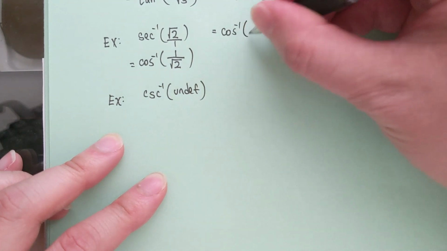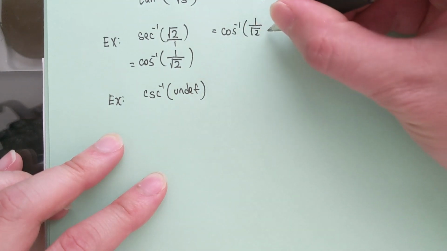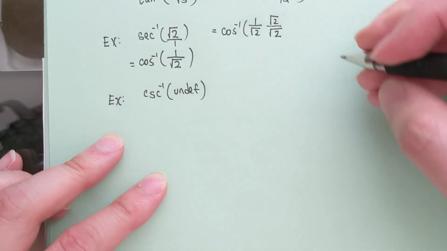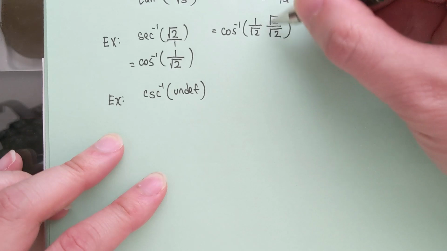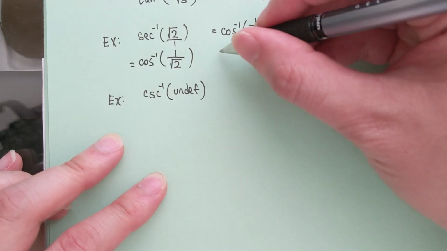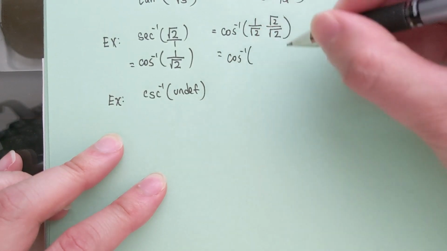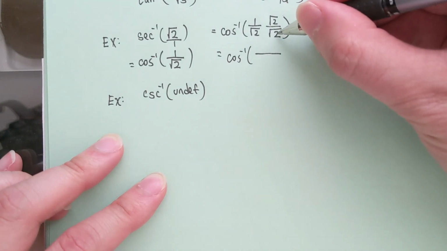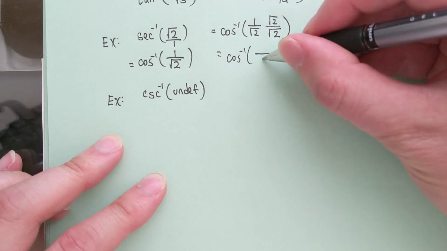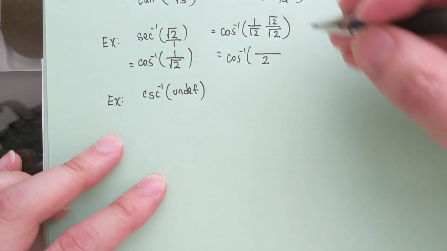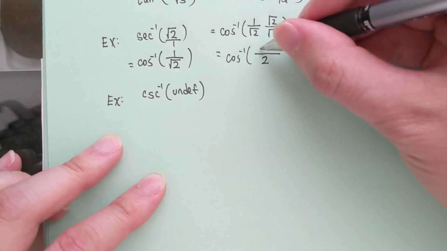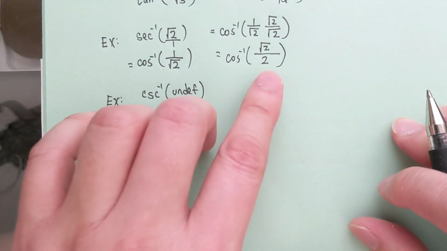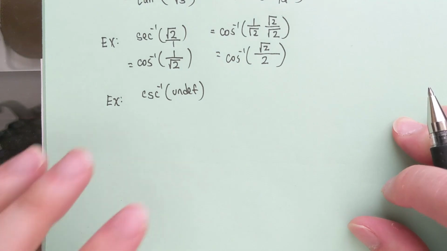So this will be multiplied by square root of 2 over square root of 2. Because if you multiply by square root of 2 over square root of 2, what will happen is the square root of 2 at the bottom times square root of 2 is the square root of 4, which is simply 2. 1 times square root of 2 is square root of 2 on top. And as you can see, there is no more square root at the denominator.